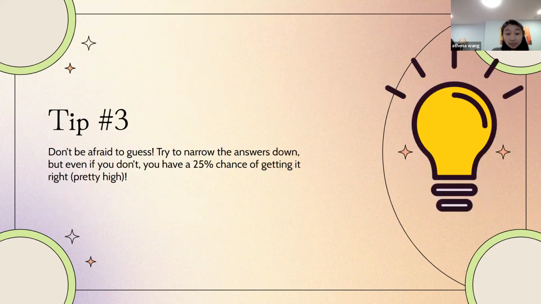Okay, so tip number 3, don't be afraid to guess. You try to narrow the answers down, and since there are only 4 answers, if you already narrow down 2 of them, you have a 50% chance of getting it right, and that's pretty high.